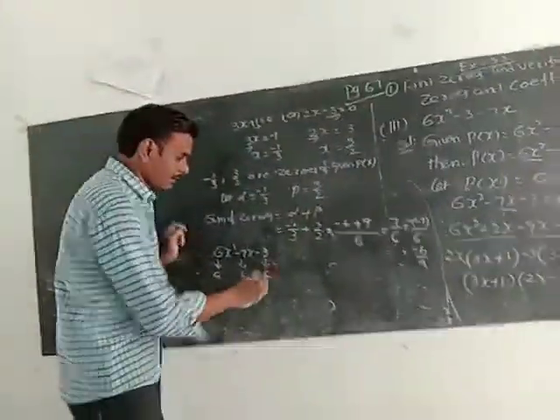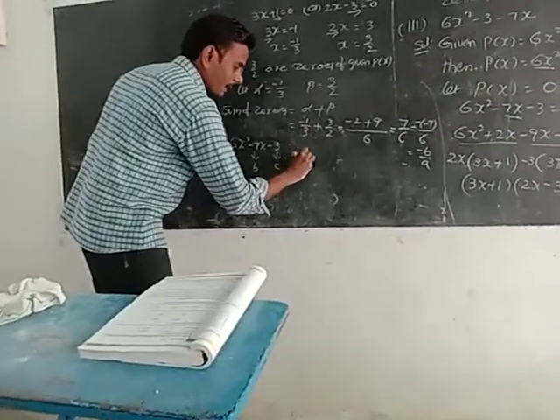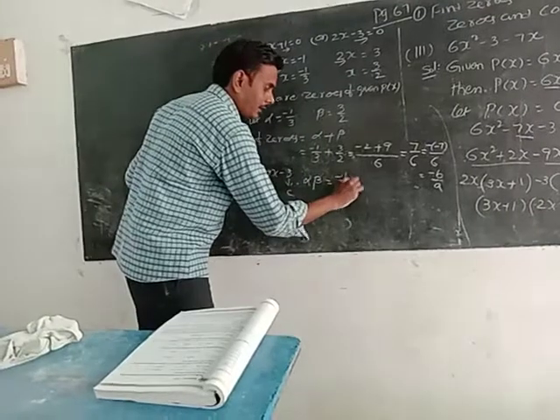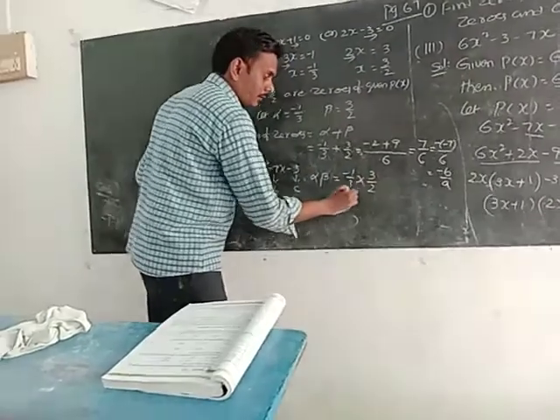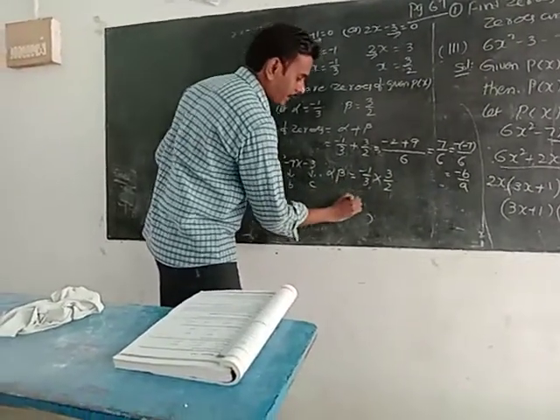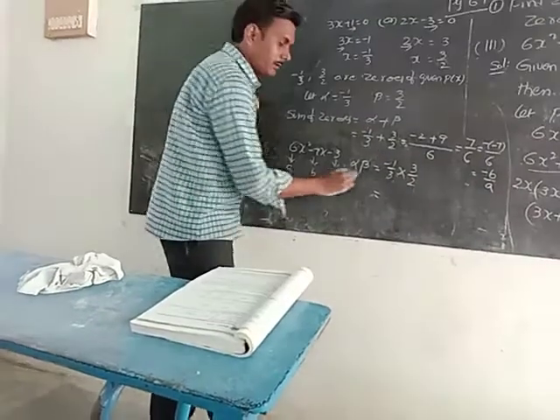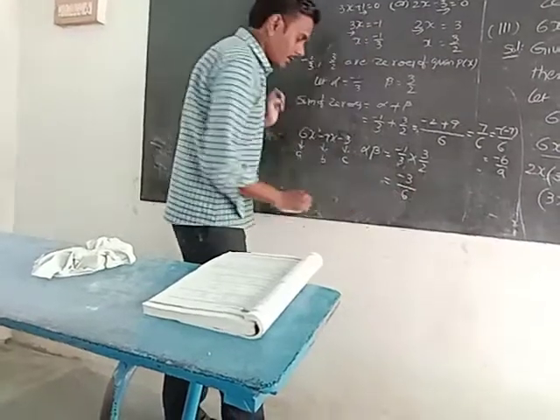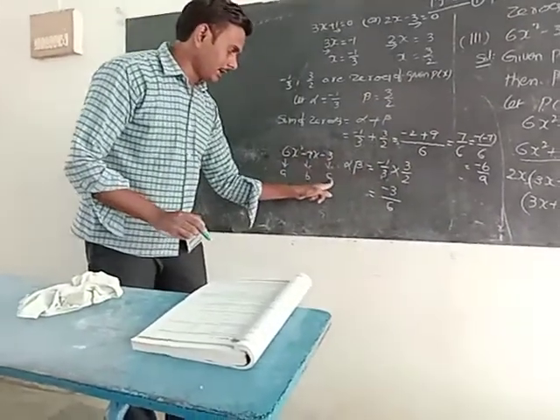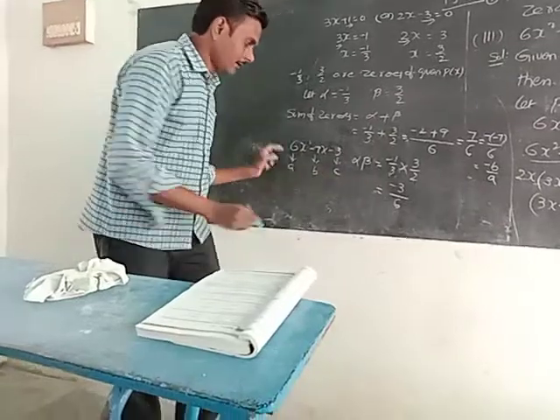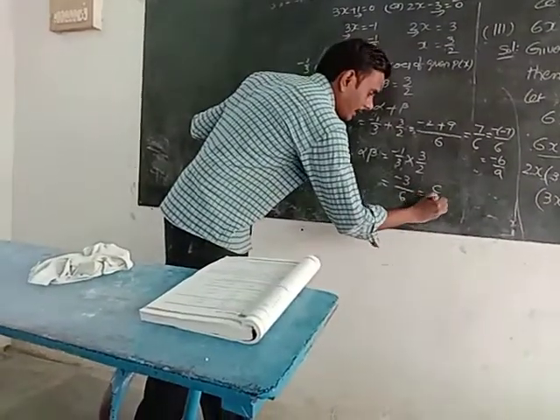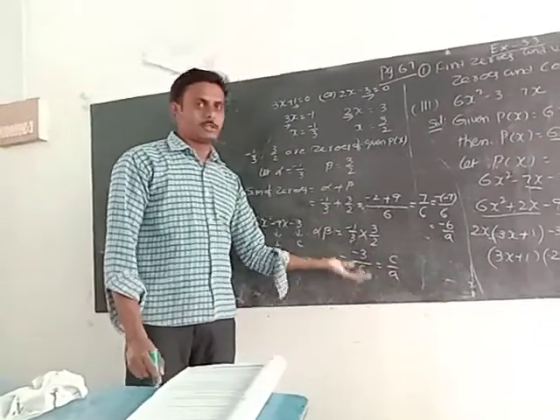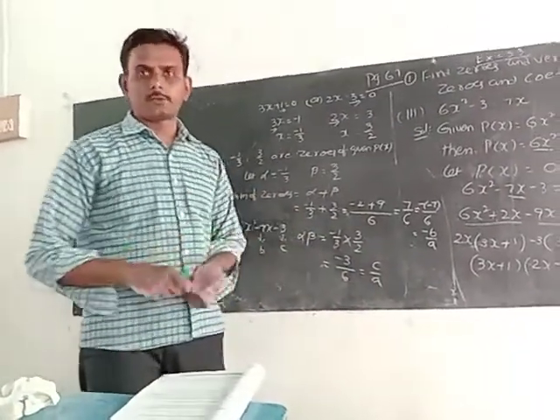Now the product of zeros, alpha beta, equals minus 1 by 3 into 3 by 2. Now we have to multiply numerator with numerator and denominator with denominator. Minus 1 into 3 is minus 3, 3 twos are 6. What is the minus 3 here? C. What is the 6 here? A. That means C by A. Don't put another minus here, because the C value is already minus. This is the verification of the relation between the zeros and coefficients.